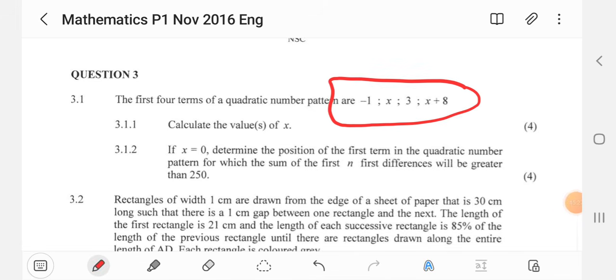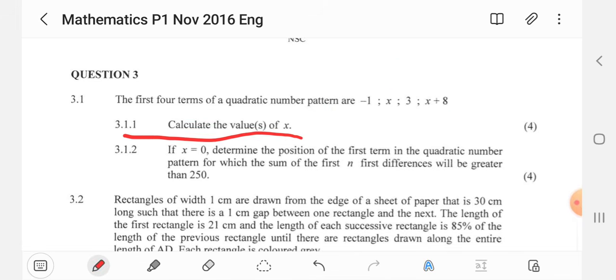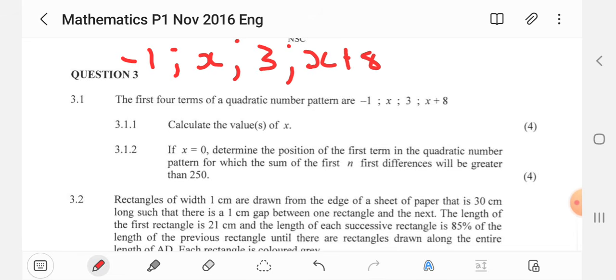So we are given this, and the first thing, calculate the value of x. The first 4 terms of a quadratic have the second same difference, not the first, like arithmetic and linear. So with a quadratic, we did it in grade 11, second difference, that is where you had to find a, b and c. So we have negative 1, x, 3, and then we have x plus 8.